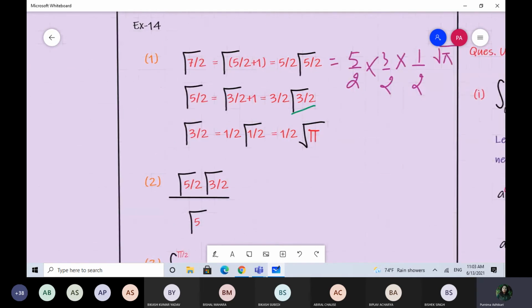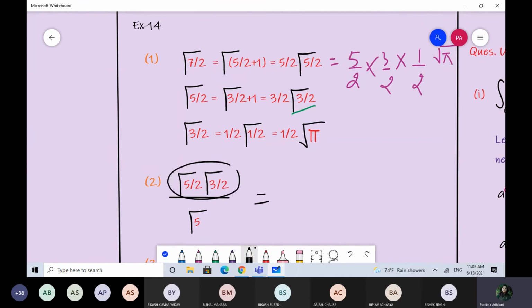Positive values only, for the gamma function. Okay, so gamma 5/2 into gamma 3/2 divided by gamma 5/2. No, we have already discussed that we cannot write this numerator this way. I hope you remember. Yes, ma'am.